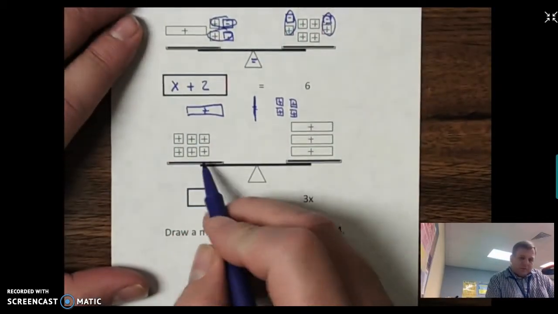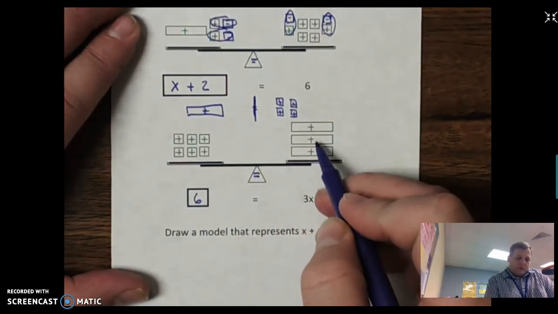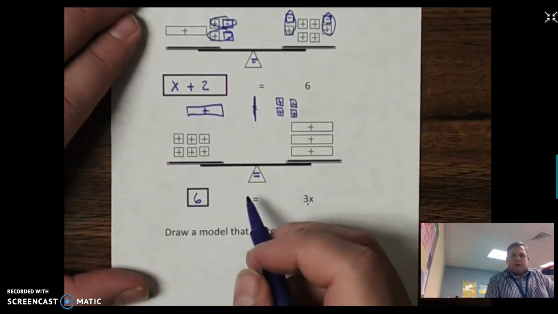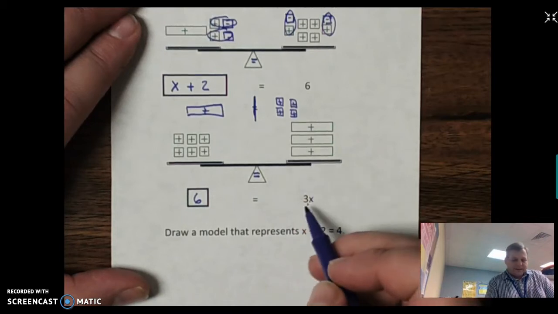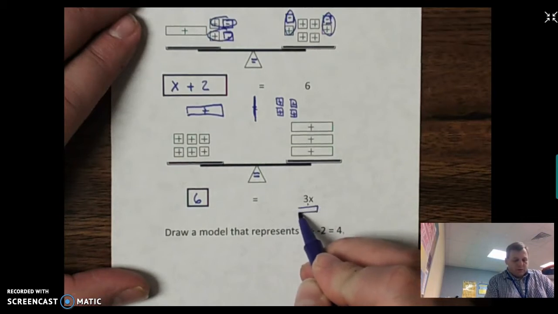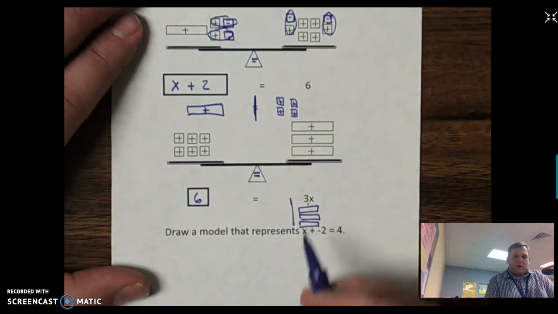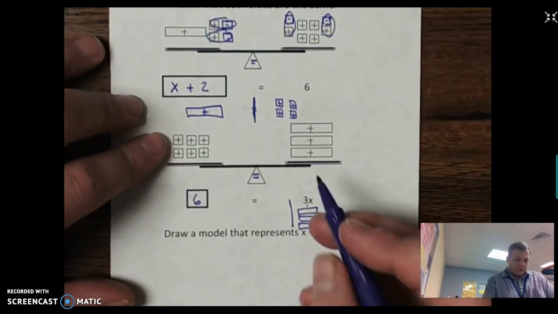The next model is a little bit different. We have 6 positives on the left. This is our equal sign. We have 3 x's on the right. Now our x is already isolated, but we need to get it where it's down to 1x. So if I redraw what I have, 3 x's, and I'm going to move this over so it's a little bit closer, what I'm going to do is take all these ones, these 6 ones, and distribute them evenly.